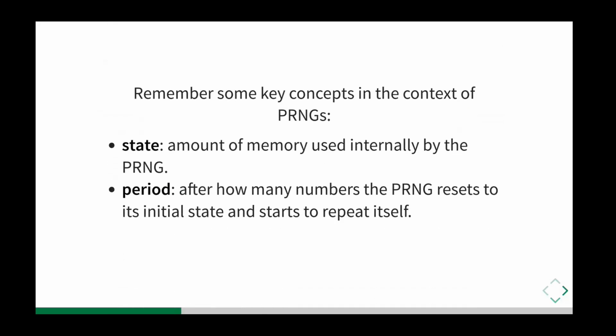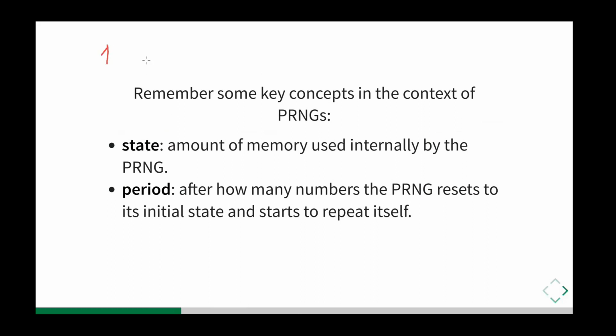So now we will try to understand briefly how this works. Remember some key concepts in the context of pseudo-random number generators. The concept of state is the amount of memory used internally by the PRNG, the memory that is then used to produce these numbers. And then the concept of period, which is: after how many numbers do I get a reset and start to generate the same sequence of numbers.